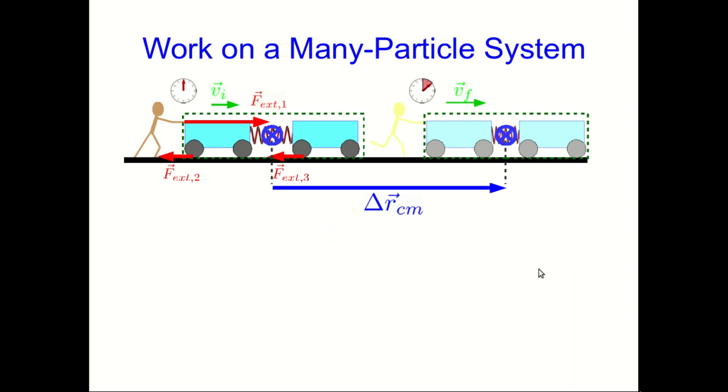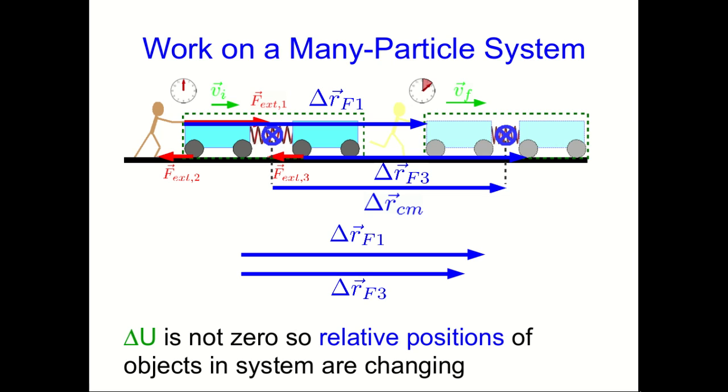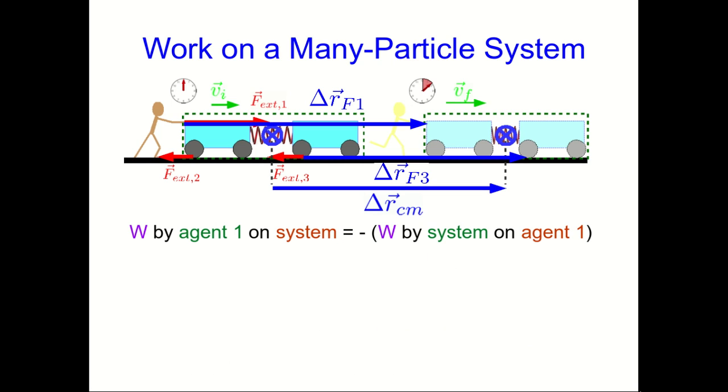The real problem here is that I've got a whole bunch of different forces and they all have different force displacements. If I compare the force displacement of what I'm calling external force 1 with the force displacement of what I'm calling external force 3, it's not obvious on the diagram that they're different, but if I copy them out by themselves, you can clearly see that they're different. And the problem here, of course, is that the spring is compressing, and so because of that, the relative positions of the objects in the system are changing.